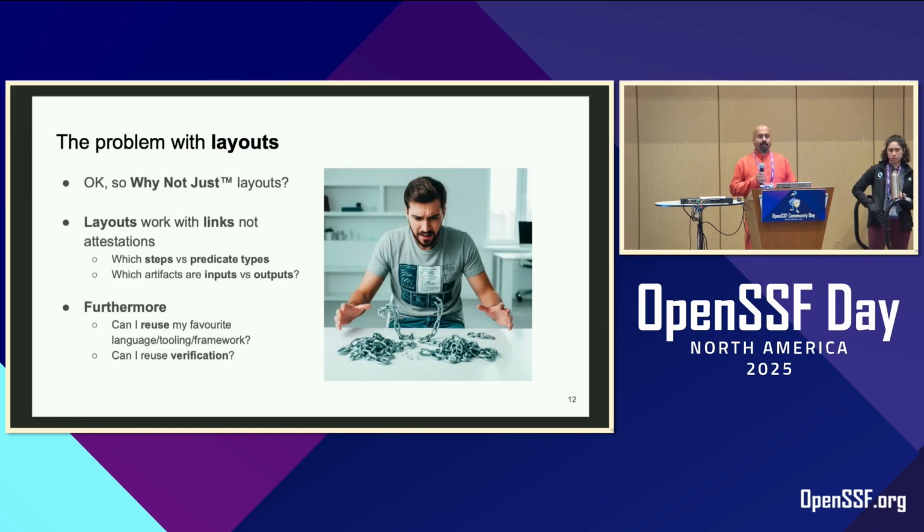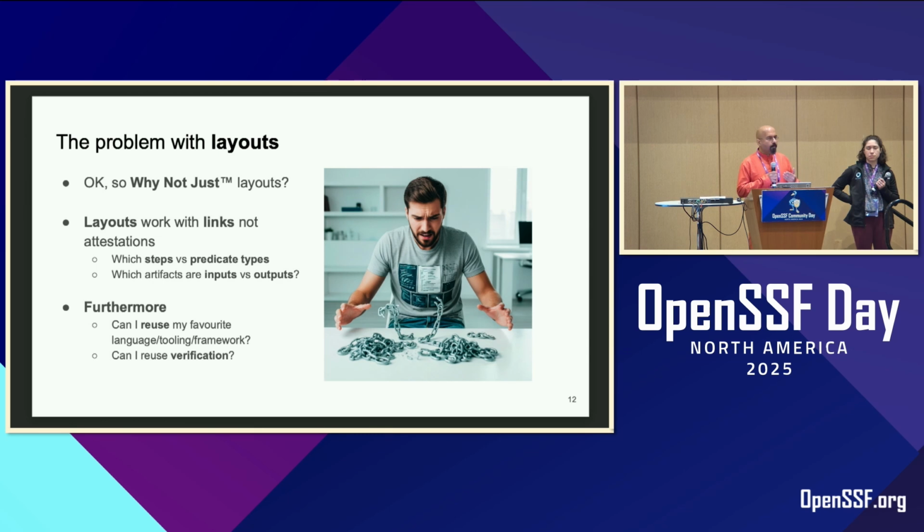Okay, so why not just reuse layouts? Marcela did a nice job of explaining what layouts look like. You can use it to stitch together links, right, between different steps. Okay, so one obvious problem is that layouts work with links, not attestations. So layouts are simply not aware of different predicate types. And certainly because of that, they're not aware of what are inputs and outputs. So layouts wouldn't know how to check them necessarily.